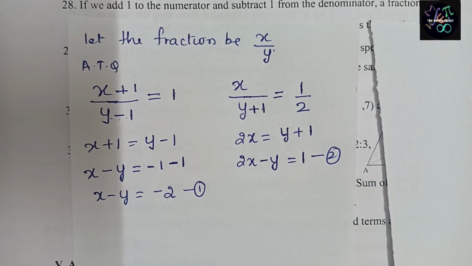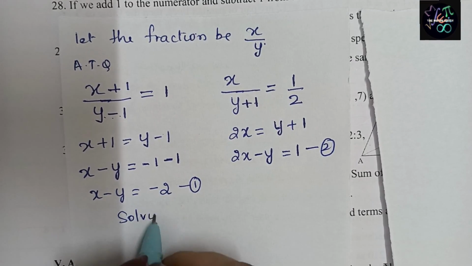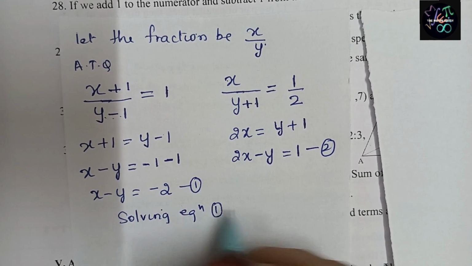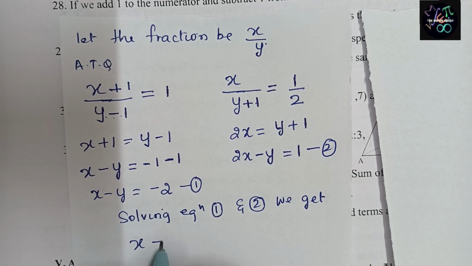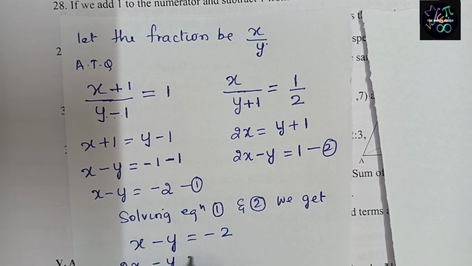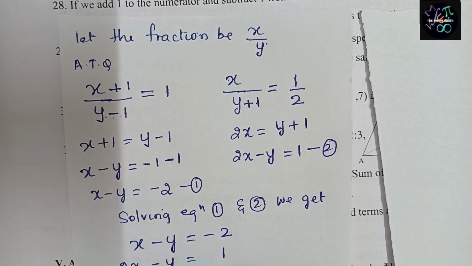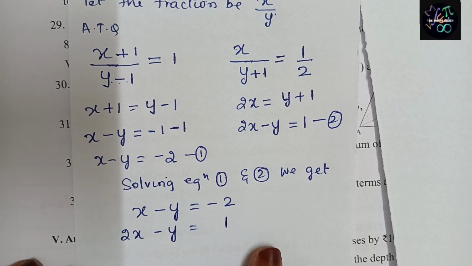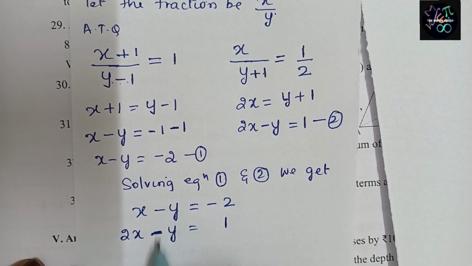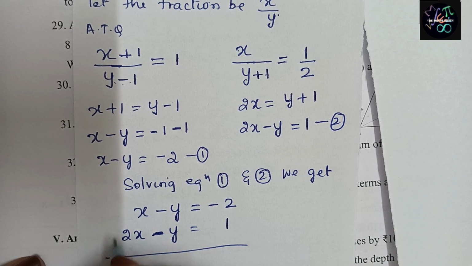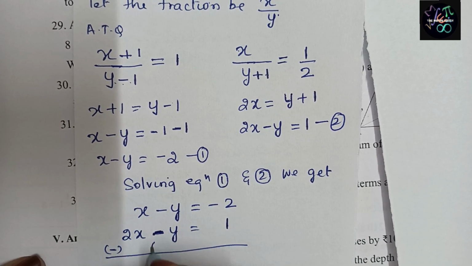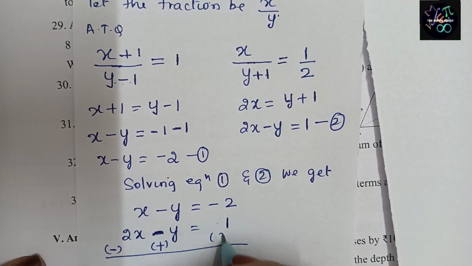Now what will we do? Solving equations 1 and 2, we get: equation 1, x minus y is equal to minus 2, and 2x minus y is equal to 1. Now we can see we have got the y term the same, but the signs are also the same. If both signs are the same, we cannot cancel, we know that. So what will we do? We will change the sign. This plus I'll change to minus, this minus I'll change to plus, this plus I'll change to minus.